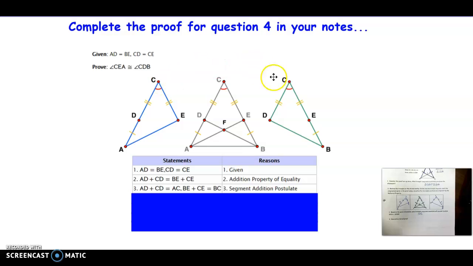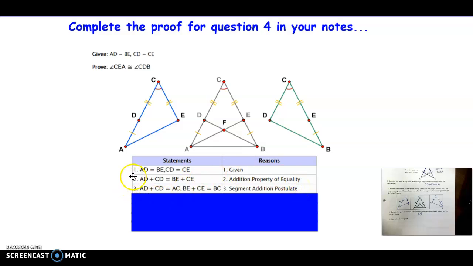And we're going to do the same thing on the other triangle. BE is a part, EC is a part, and together they make BC, which is the whole. So BE plus EC equals BC. And again, that's the segment addition postulate. Parts adding to equal the whole.